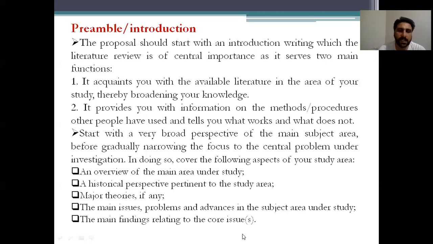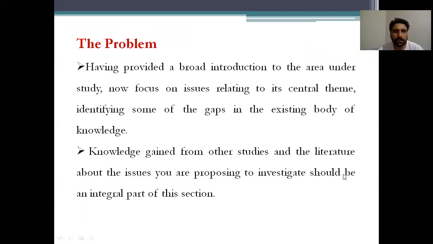And then the main findings related to the core issue or issues are also provided. The problem. Having provided a broad introduction to the area under study, now focus on the issues related to the central theme, identifying some of the gaps in the existing body of knowledge.